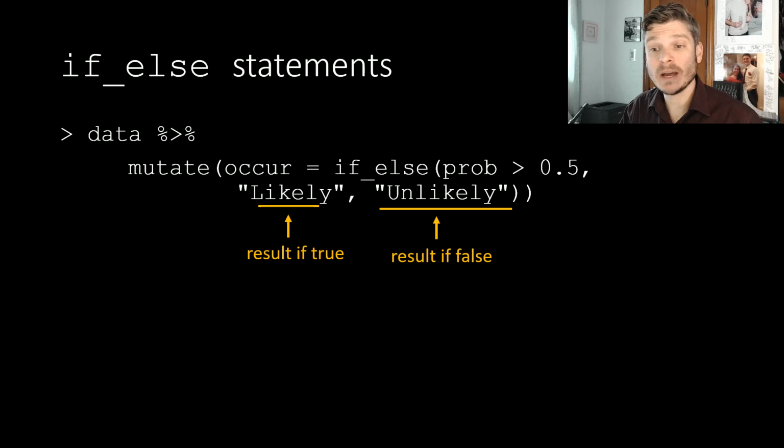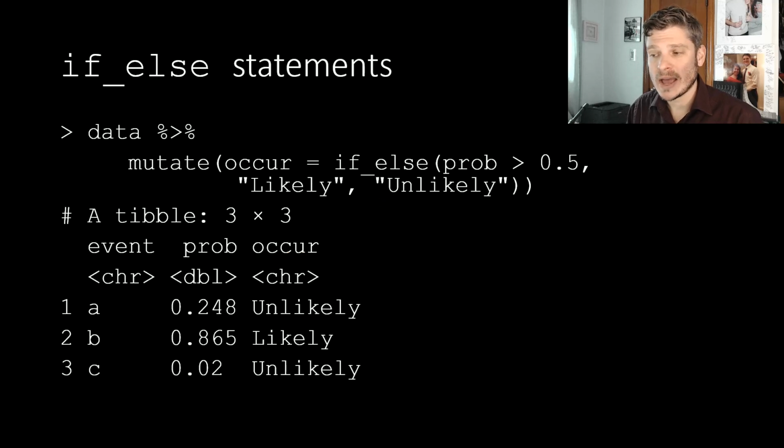Now, if I run my code, notice how both of those are separated with commas, and also pay attention to make sure that the parentheses match at the end. We need one set of parentheses for our if-else, and then another set of parentheses for our mutate to make sure everything closes up right. But now I can run my code, and look at that. I have a 3rd column now that's called occur, right?